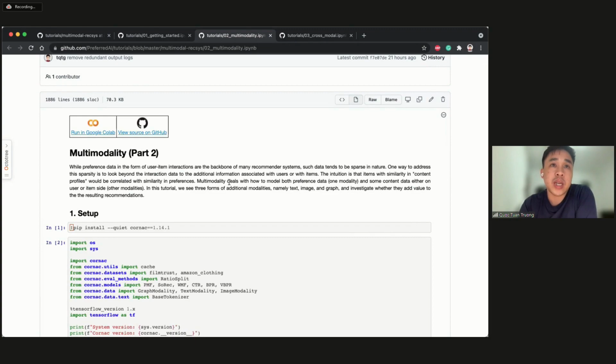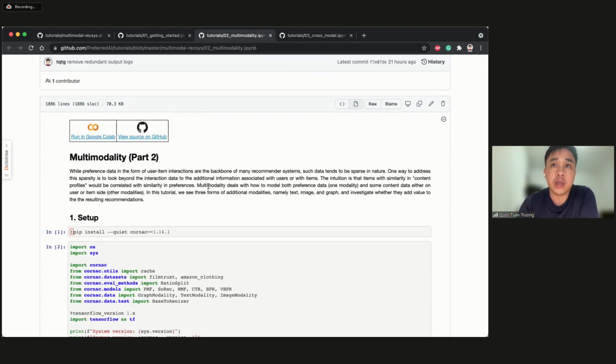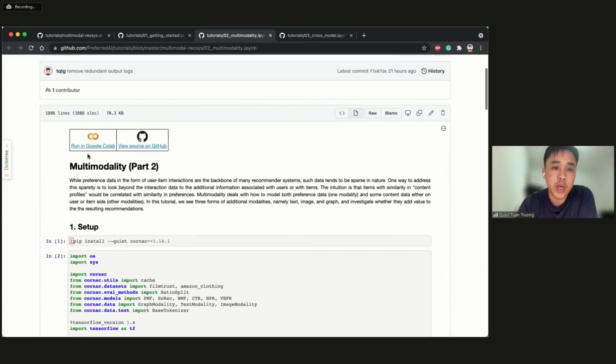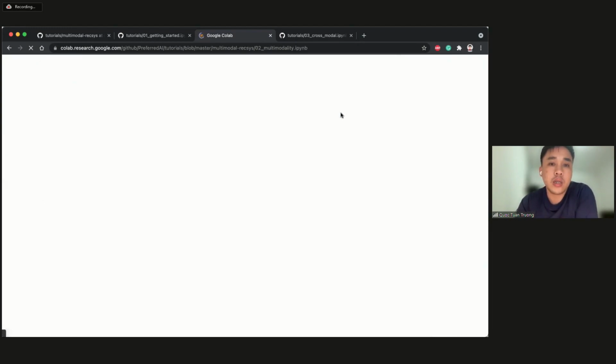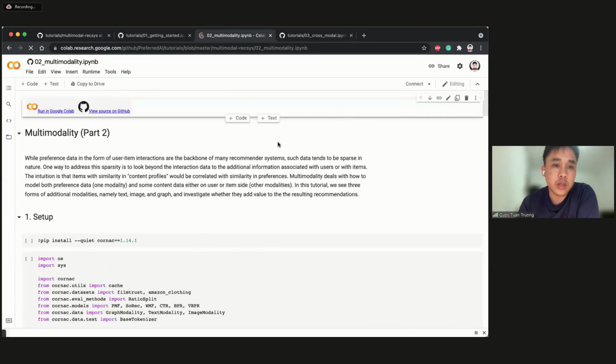If you have the slide, you probably have a link to access this notebook. It is on GitHub, but we try to make it runnable on Google Colab for you, so you don't have to set up anything, similar to the hands-on one. You go to this notebook, click on run on Colab, and it should lead you to the Colab website. As you can see on my screen, I'm going to the Colab website here.